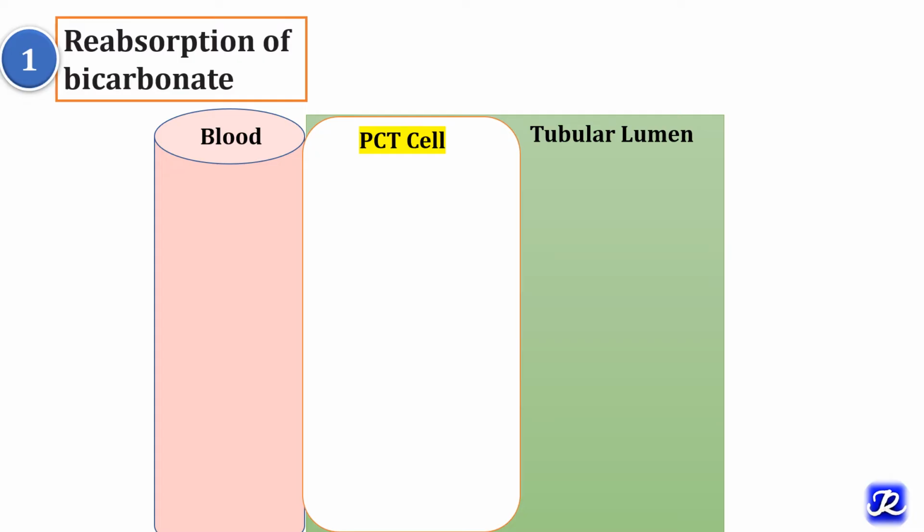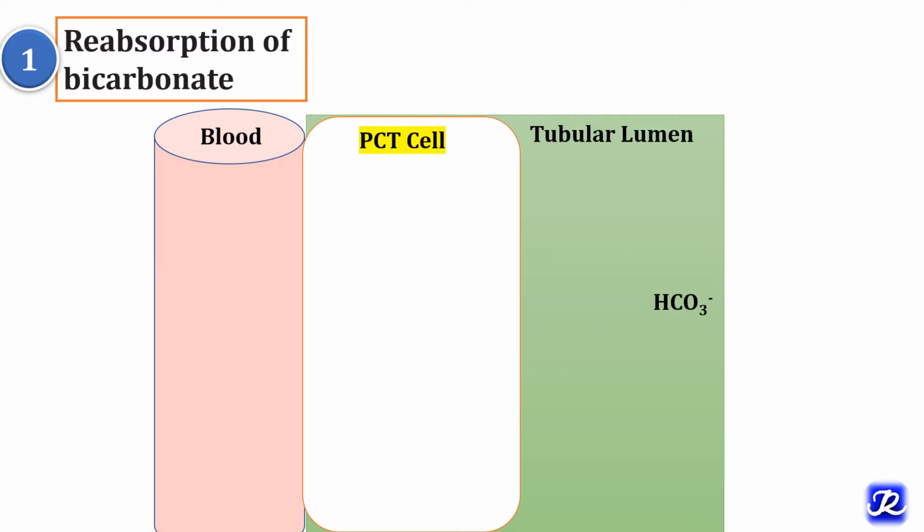First mechanism is reabsorption of bicarbonate. This diagram is a schematic presentation of tubular lumen, tubular cell and blood. 90 to 95% of bicarbonate that is filtered is reabsorbed in proximal convoluted tubule, and 5 to 10% is reabsorbed in distal convoluted tubule and collecting duct.